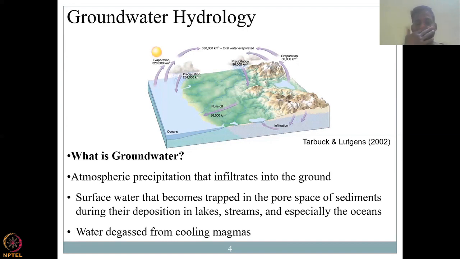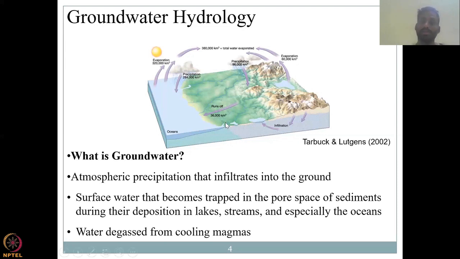Another source of water is through the chemical reactions that happen underground, mostly by water degassed from cooling magmas. So when hot molten lava cools down, there is water degassed from that element, and that water has nowhere to go, so it gets trapped. Once these trapped waters get connected, then it starts to move, and you have groundwater hydrology.